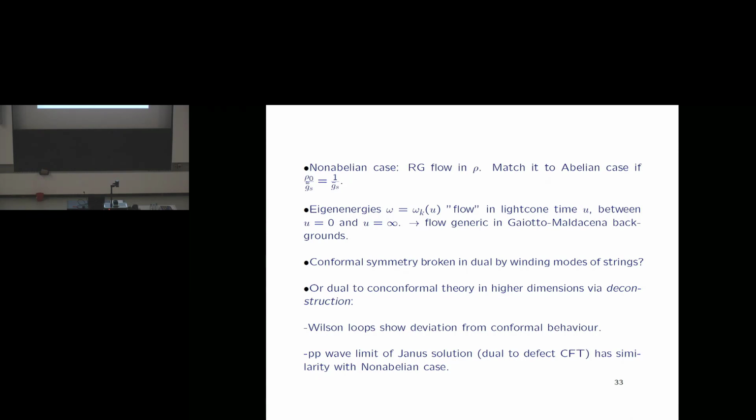So we've tried to understand this a little bit, but we could come up with just hand-wave explanations. One possibility is that conformal symmetry is broken in the dual because of the winding modes of the string, and that gives rise to an RG flow. Or perhaps we can understand this in a standard way when we consider quivers, via the idea of deconstruction. And we find some arguments for this. We find that Wilson loops show some deviation from conformal behavior, and that a PP wave of a different solution, of a Janner solution, has some similarities with the non-abelian case, which perhaps means we should understand it in the same way, but the conclusion is not yet clear.